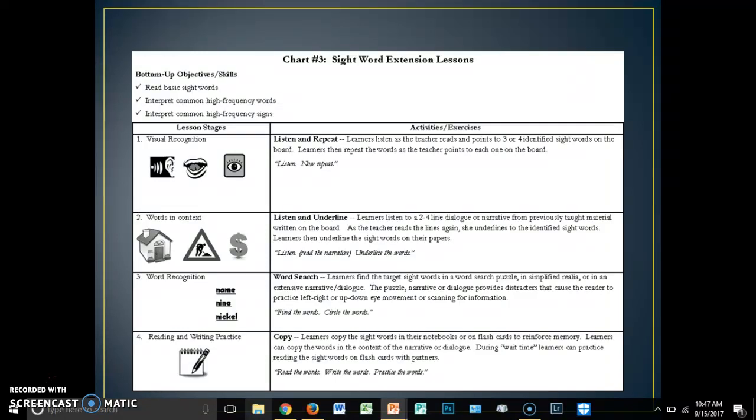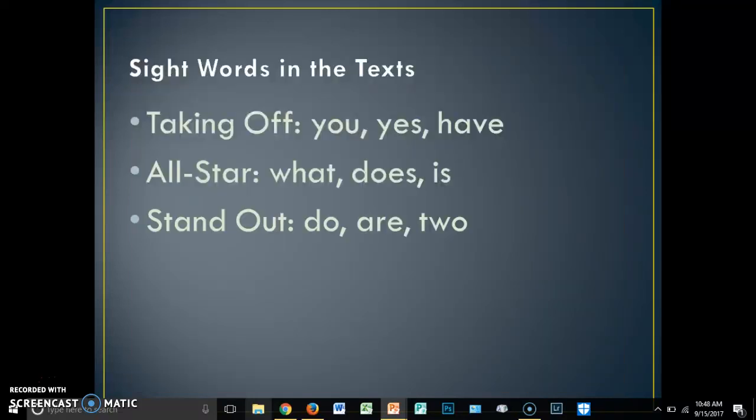So with visual recognition, listen and repeat. For words in context, listen and underline. For word recognition, a simple word search. For reading and writing practice, copying the words in your notebooks or on flashcards or on word cards and reading the words and then having them in context. So here's some examples. And we used everything from high-tech to a combination to absolutely no technology at all.